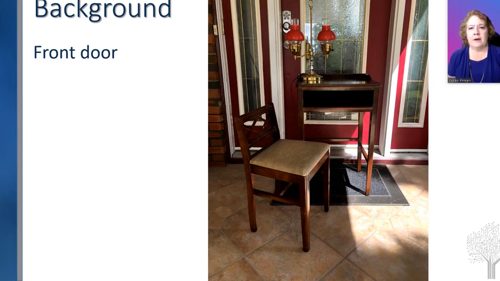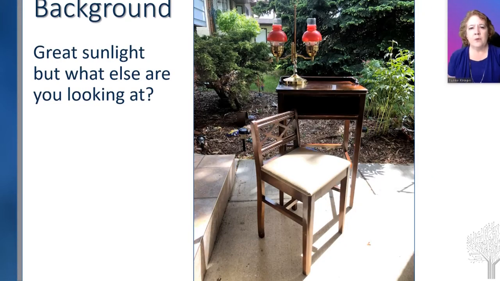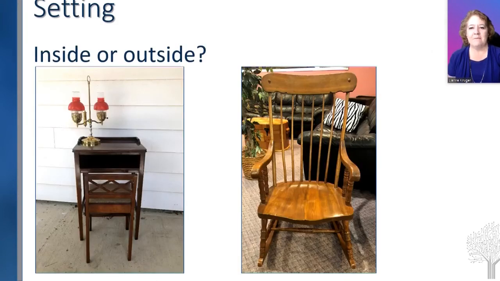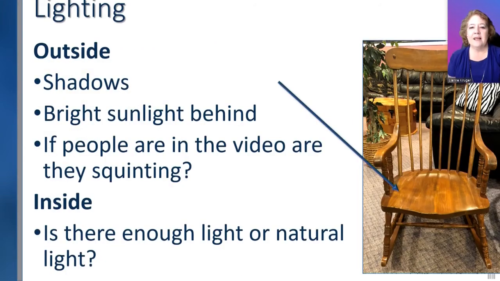Now, I'm outside in front of the door. This table and lamp and chair was on the inside of my grandmother's house, not this one. And there's shadow, so I moved it over. But now, are you looking at the table and chairs, or are you looking at the garden and other items behind? Again, inside or out. And shadows. Make sure there aren't shadows. And is there enough light?